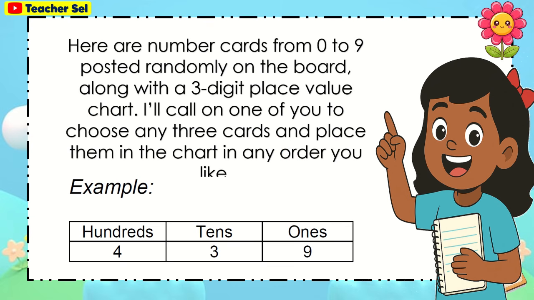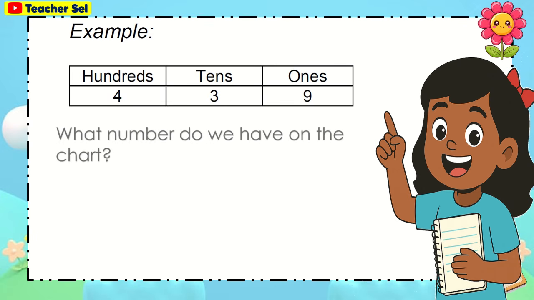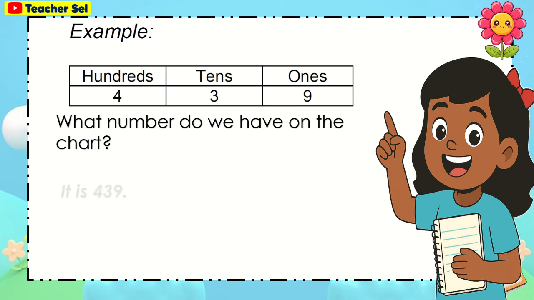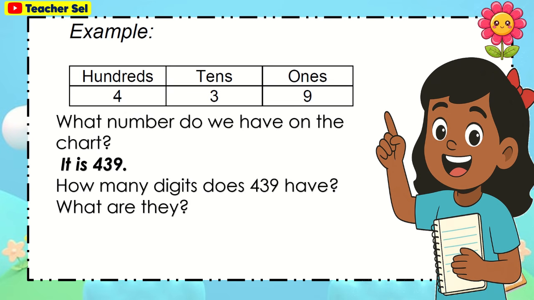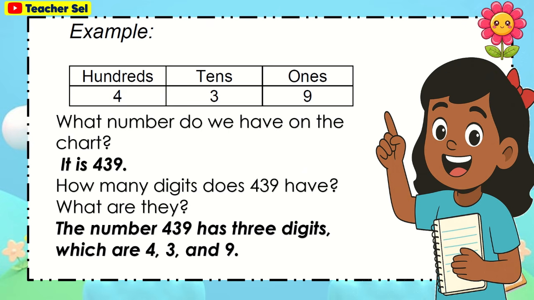Here are number cards from 0 to 9 posted randomly on the board, along with a 3-digit place value chart. I'll call on one of you to choose any 3 cards and place them in the chart in any order you like. What number do we have on the chart? It is 439. How many digits does 439 have? What are they? The number 439 has 3 digits, which are 4, 3, and 9.